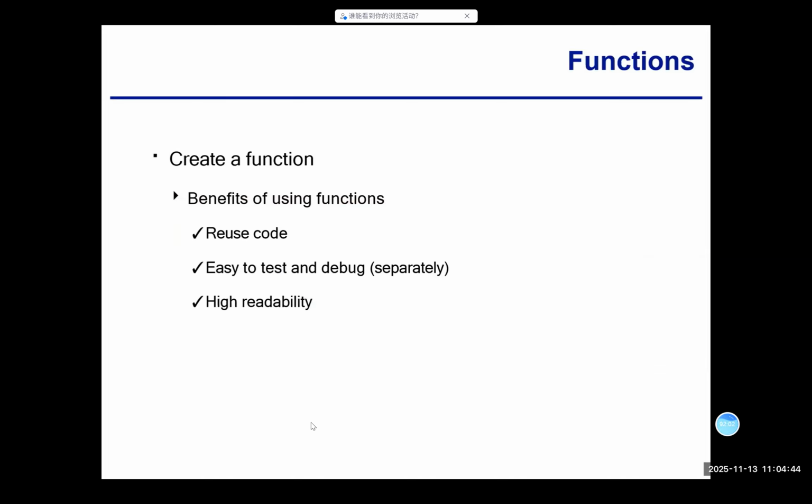Quick summary of why we prefer using functions in many cases. The biggest advantage is to reuse the code so that we do not need to write new code every time. It's easy to test and debug, because by writing different functions, your code will become highly modular. And by checking different functions' performance, it's easier for you to understand and debug the code. So, high readability.